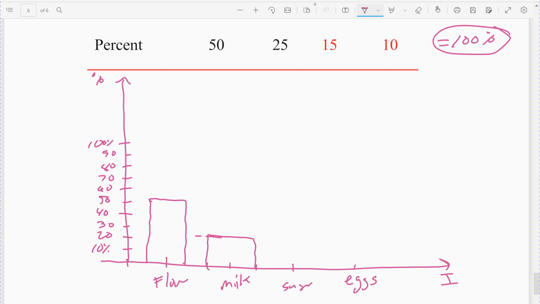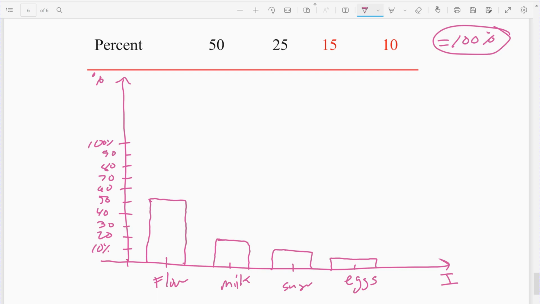Milk. And I said draw it the same, but again, it's hard to do. I made it a little wide. I'll try to go a little lighter on that one. Sugar makes up 15%, so 15% would be halfway between 10 and 20. Somewhere around there, sugar. And egg is 10%, so it should be slightly less than the milk. And there's my rough sketch of my bar graph.